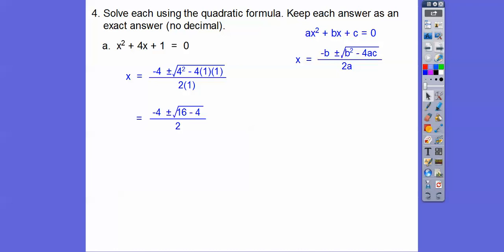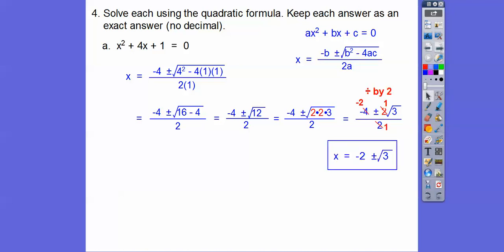Okay, let's clean it up. 16 minus 4 is 12, and then 12. I like to do prime factorization of 12, factor trees. Do you remember doing that? 4 times 3, and then 4 breaks down to 2 times 2. So 12 is 2 times 2 times 3. And then 2 2's on the inside brings one of those 2's on the outside. And then right here, since these are all divisible by 2, that 2 goes into that, and that, and that, then let's divide everything by 2. Okay, so if we divide everything by 2, we get that right there, all over 1, which is just that.